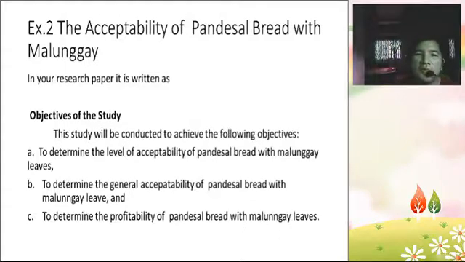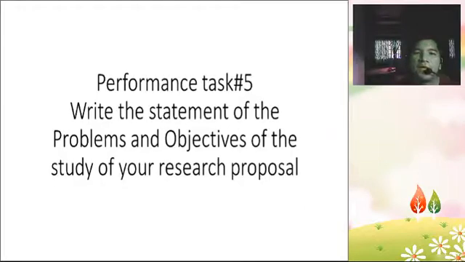So I hope you learned a lot from this topic. Okay, for your performance task, write the statement of the problems and objectives of the study of your research proposal. So isulat nyo doon sa inyong research proposal ang statement of the problems and objectives of your research study.